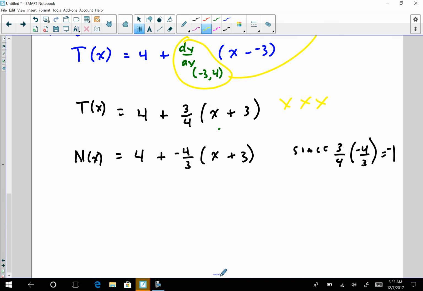And that makes it very handy to find the normal line. The normal line simply is going to be 4 plus negative 4/3 times x plus 3. Since these two slopes, 3/4 and negative 4/3, multiply to equal negative 1.